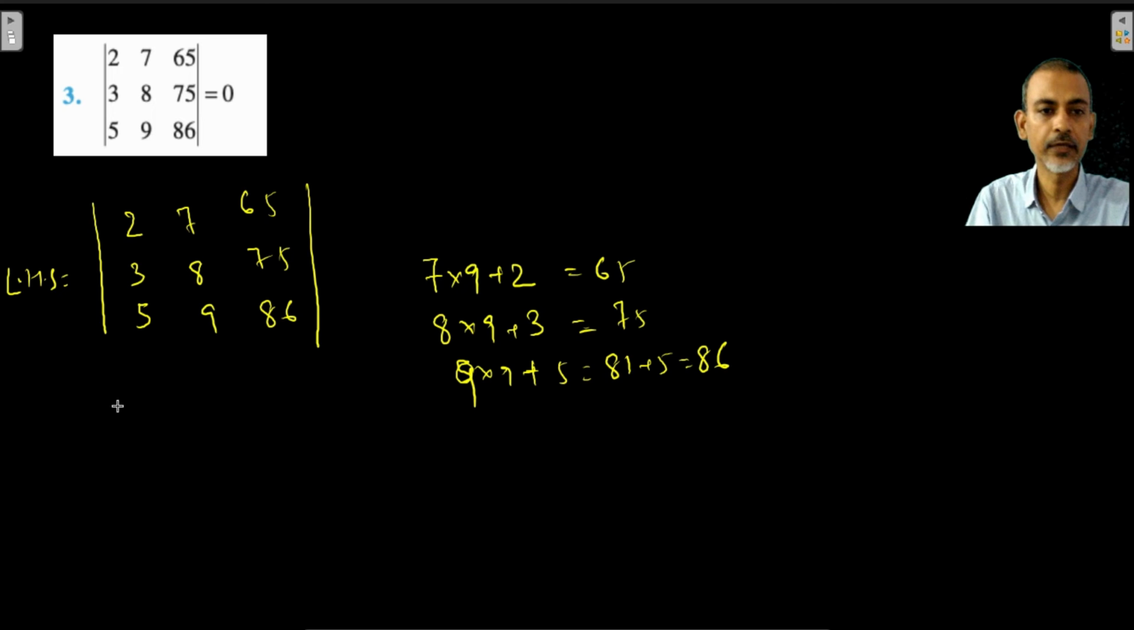So looks like if I can just write C2 equals 9 times C2 plus C1, right? Then the value will become what? So let's do this.